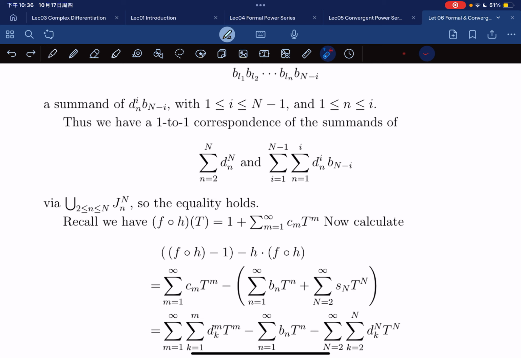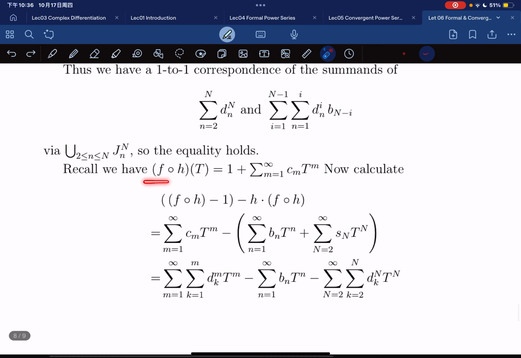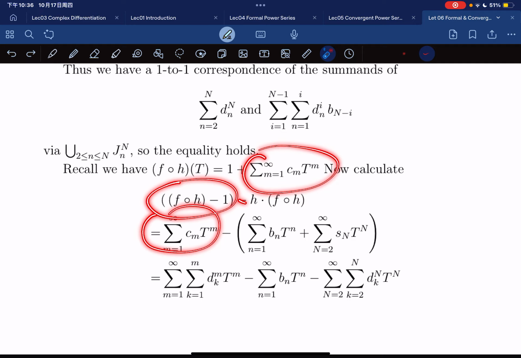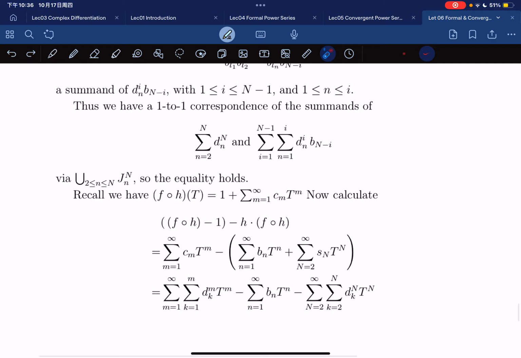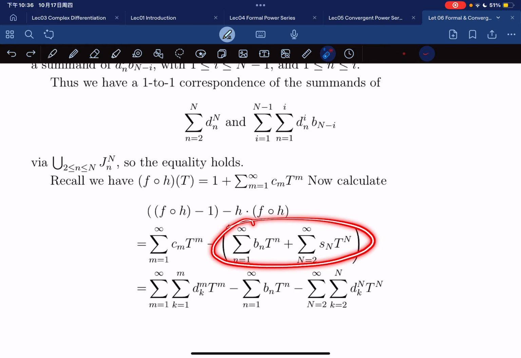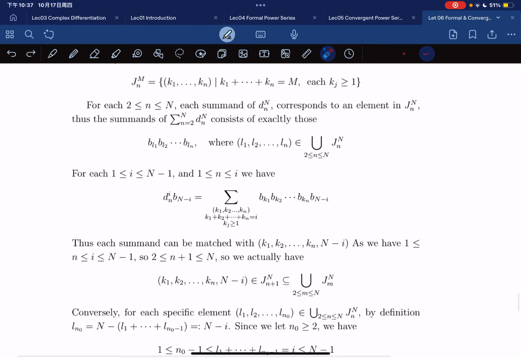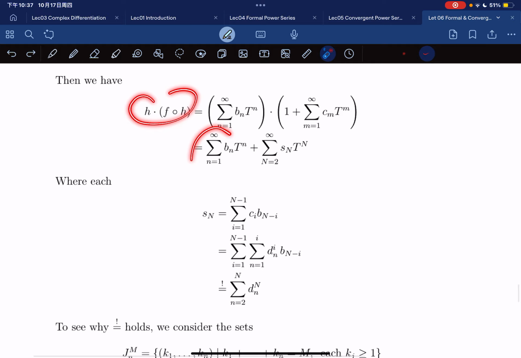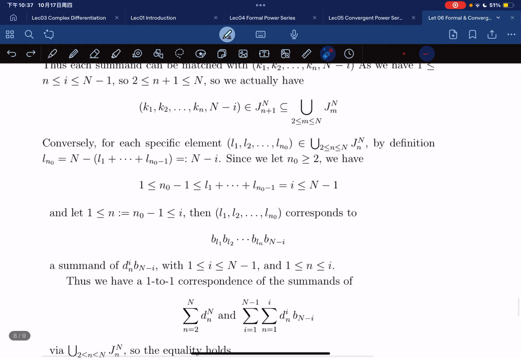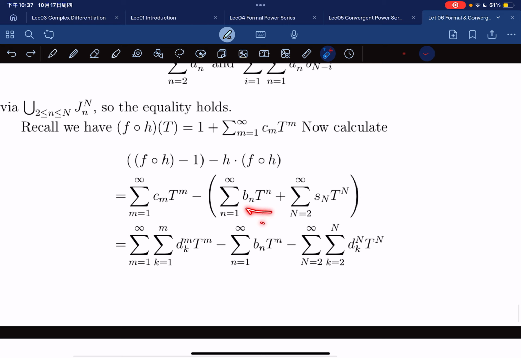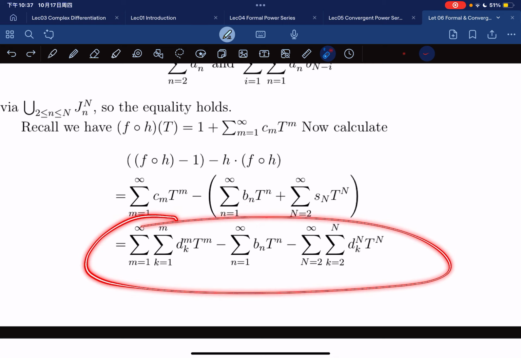The equality holds. So now recall that we have f of h of t is equal to this, right? So if we just subtract 1, which is this minus this, so which is this thing, minus h times f of h, which is this plus this, right? H times f of h, which is this plus s and tn, right? This plus s and tn. And then we just expand this.